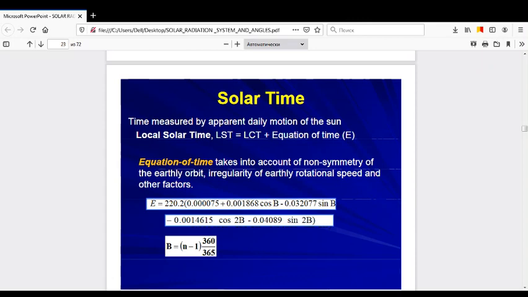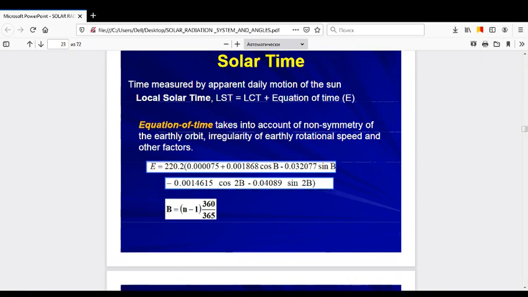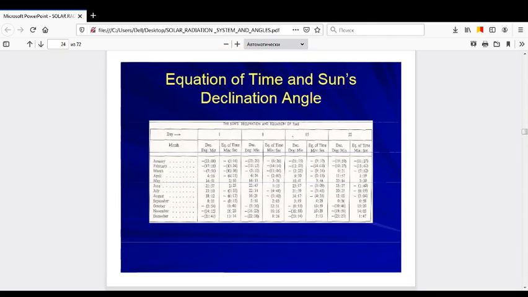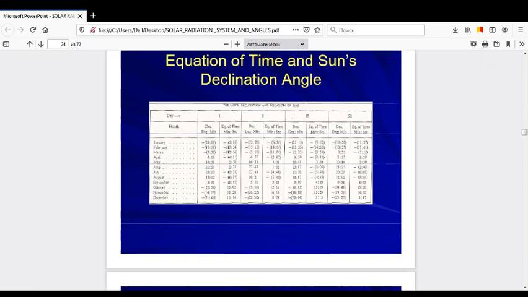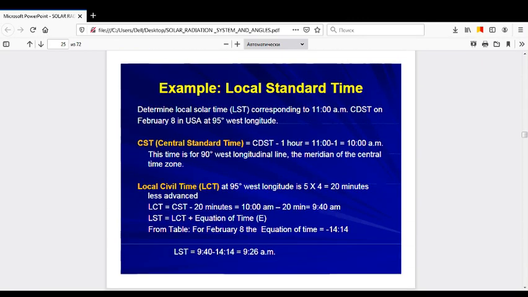We calculate that E is equal to this, and we put in all these values, where B is equal to (n minus 1) times 360 divided by 365. Equation of time and sun declination angle. These are the different declination angles we put here from January to December. The values of the equation of time are given in a table. These are the declination angle measurements.